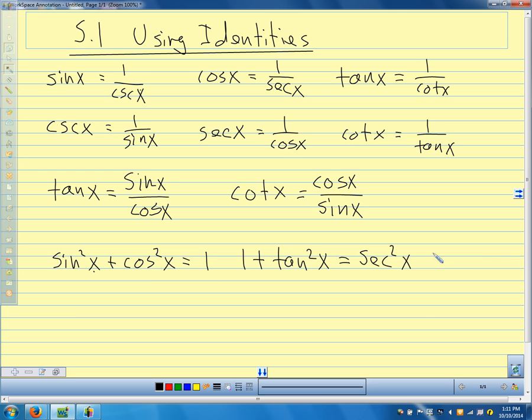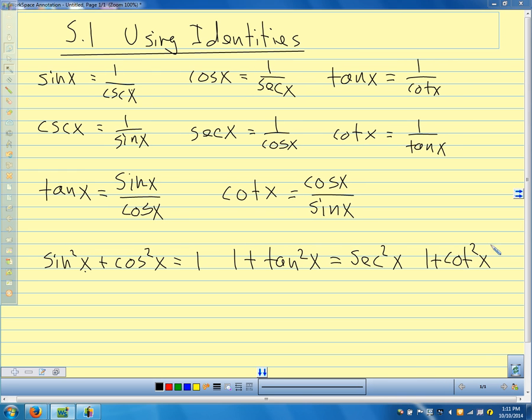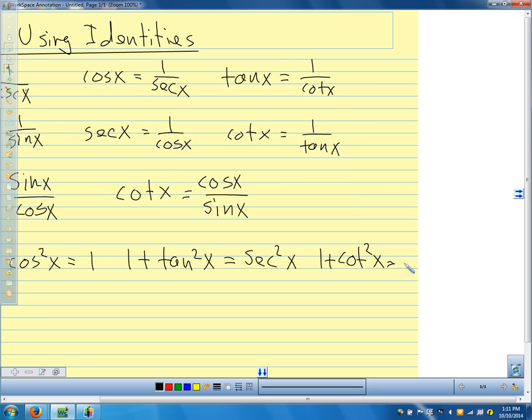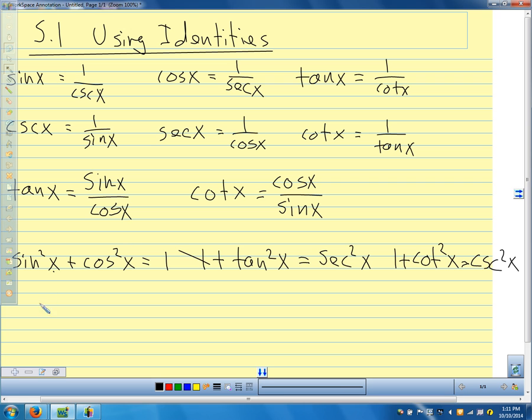And we also have 1 plus cotangent squared x equals cosecant squared x. And we got that from dividing our original Pythagorean identity by sine squared x. So these that we've written down so far are the ones that come up the most often, the ones that we'll get the most use out of. Are we good so far?